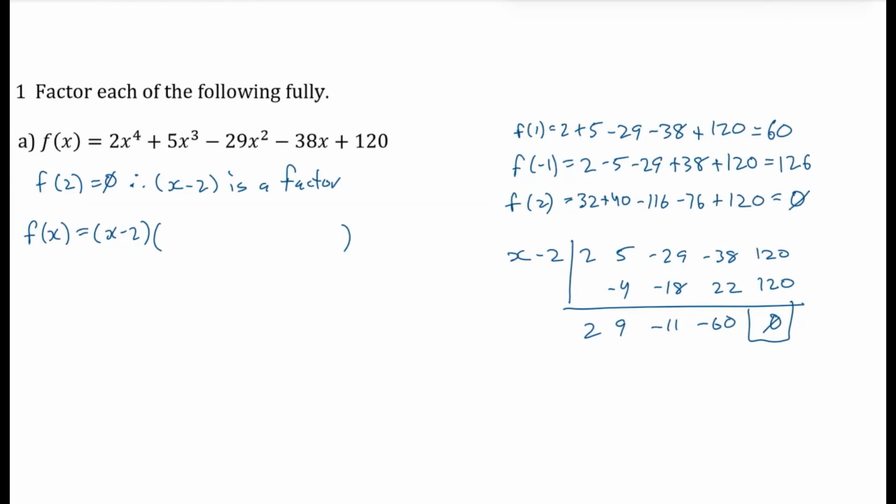Now I take these coefficients. I know it's x cubed. 2x cubed plus 9x squared minus 11x minus 60. Am I done? Will you add that 0, the remainder? You could, but you don't have to. And I would say moving forward, why bother? We don't tend to. Done? Next question.